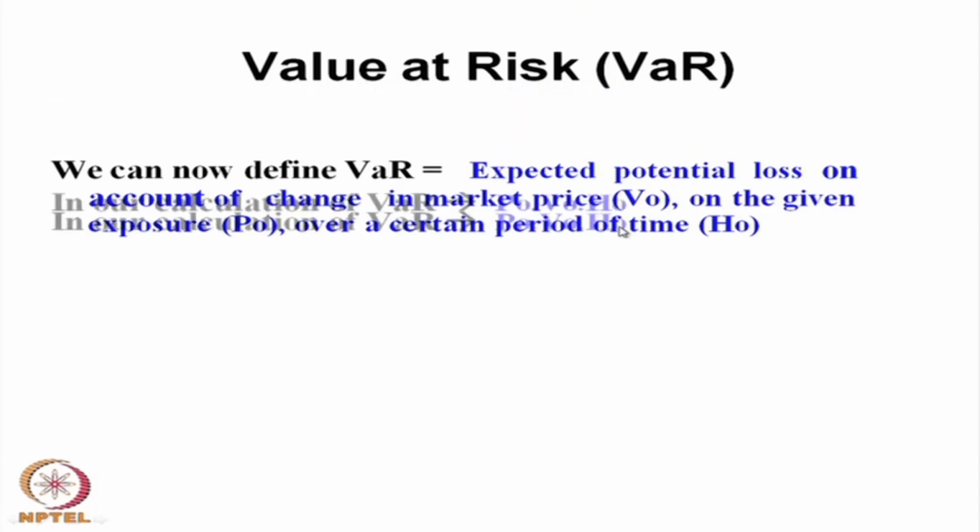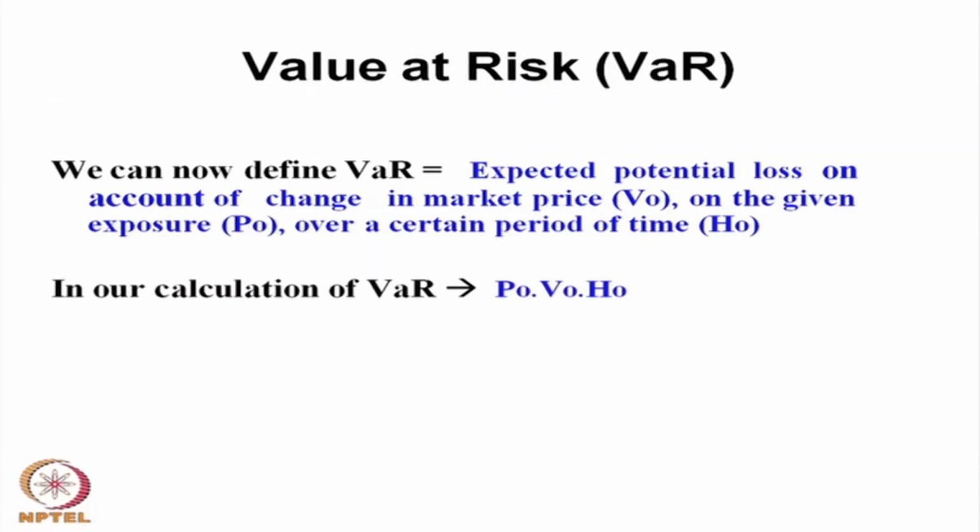So, everything has come over here. Value at risk is nothing but you multiply all 3 things. P0 is our exposure, 10 million, V0 is the volatility of the Indian rupee and US dollar, that is, the rupee is fluctuating, and H0 is the holding period, that T is coming here. If you multiply all these 3 things, you will get the calculation of what is called value at risk.